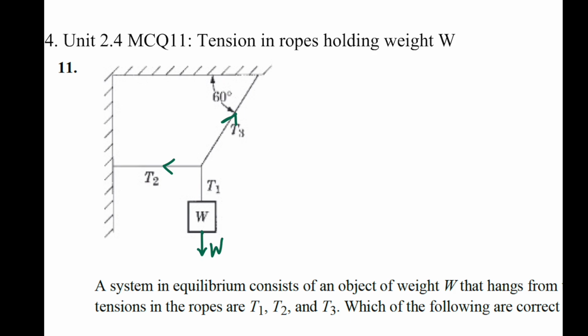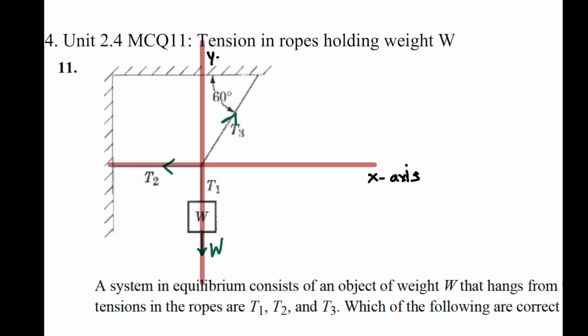For that, first we need to get the X and Y axis on the diagram. So I'm just going to draw X and Y axis. Let's label it. This is your X axis and this is Y axis. Now we can see that this is forming a Z, that is the alternate angle. These two lines are parallel. So if this angle is given as 60, this angle will also be 60. Now we can resolve T3. Along the x-axis we'll have T3 cosine 60, and along the y-axis we'll have T3 sine 60.